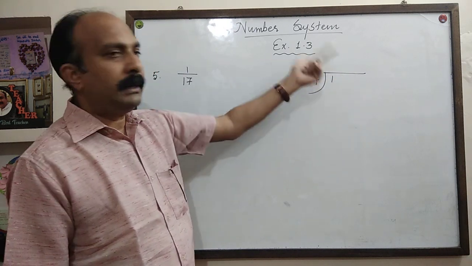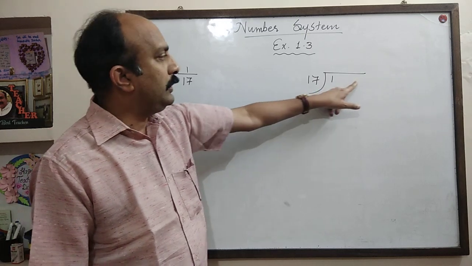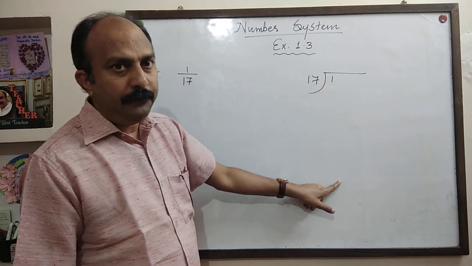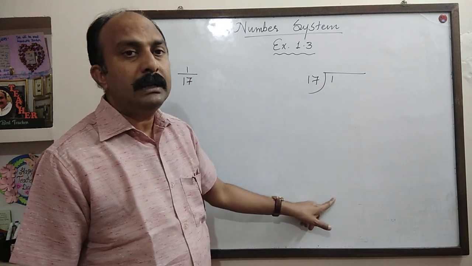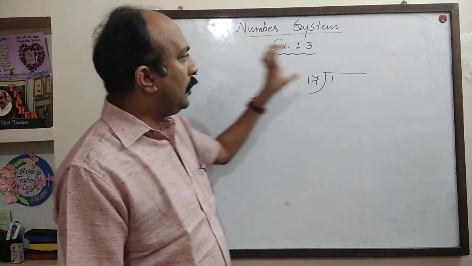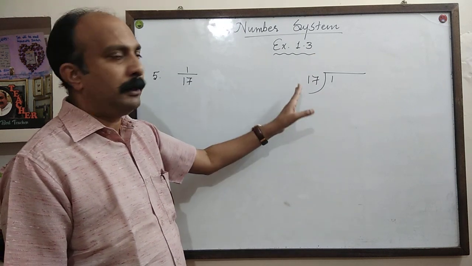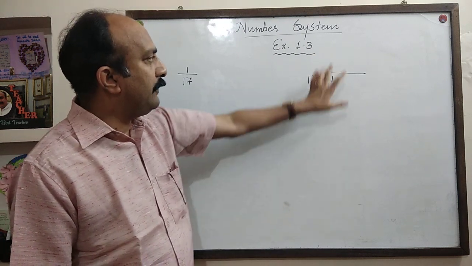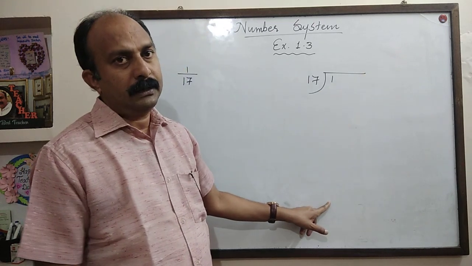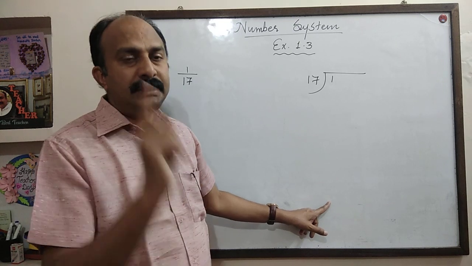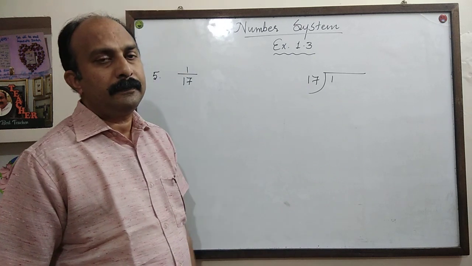Now, when will you get the repetition? Whenever you get the remainder 1 again. When you do the division, if at any place you get the same 1 again as the remainder, from there all the answer will be repeating. So you continue the division of 1 divided by 70 and see after how many places you are getting the remainder 1 again.